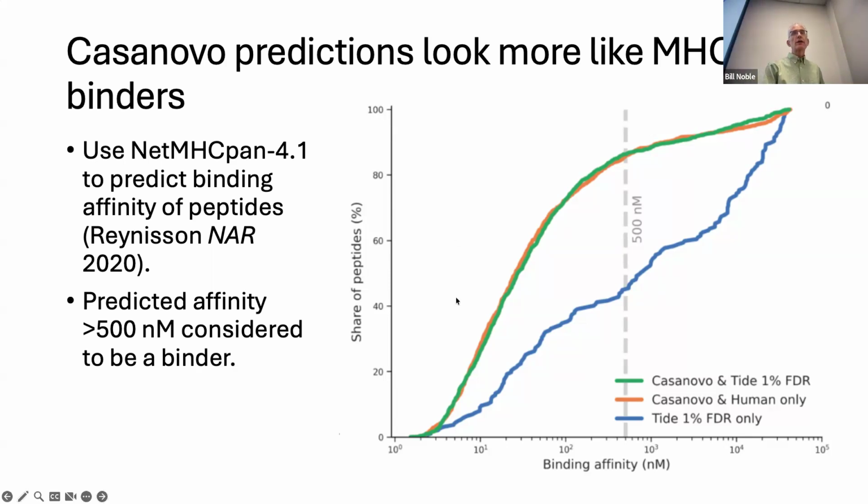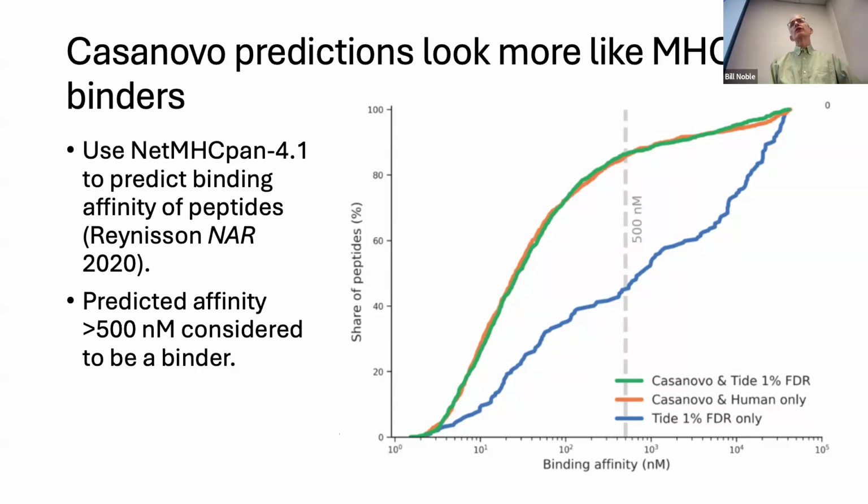And what you see in this plot is a cumulative density of the binding affinity estimated by this machine learning model for 3 sets of peptides: those peptides that were detected only by the database search, only by Casanova, or by both. And the nice feature is that, you maybe can't tell, but there are 2 lines on top of each other, the red and the green, meaning that the ones that are predicted only by the de novo sequencing method have the same profile of predicted binding affinities as the ones that are agreed upon by both, whereas the ones that are predicted only by database search look much less like MHC binders.